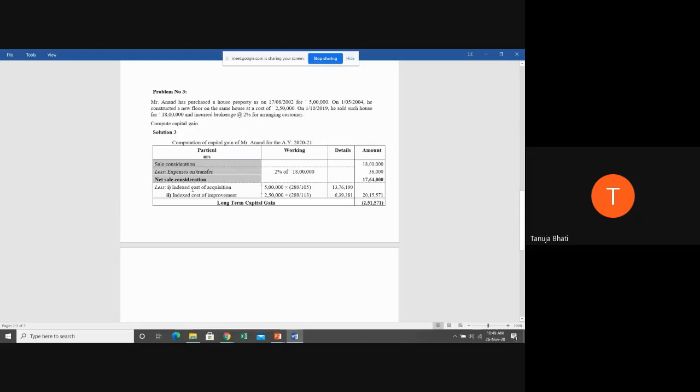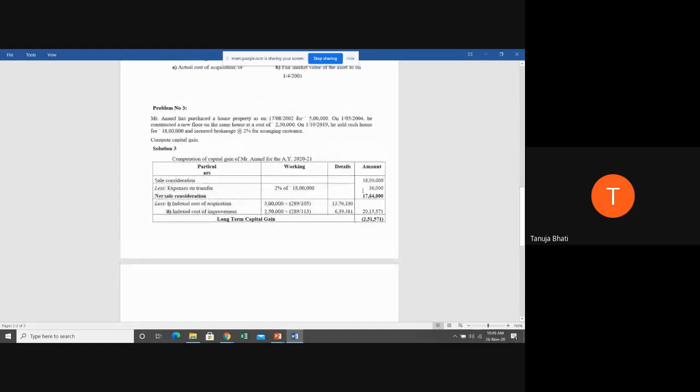What is the format? As we know, sales consideration less expenses on transfer gives net sale consideration, less indexed cost of acquisition, less indexed cost of improvement, gives long-term capital gain. Quickly we'll substitute the figures. Sale consideration is 18 lakh. Less expenses on transfer, 2% of 18 lakh, which is 36,000. You get net sales consideration as 17 lakh 64,000.